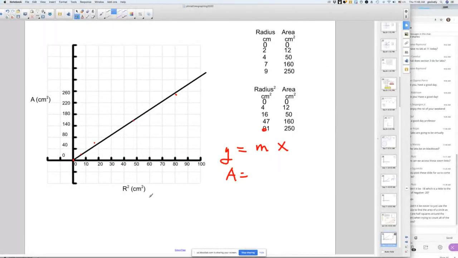X is radius squared. So our mission is to find m. And m, of course, is the slope of this line. So we go back to the old way we were doing it.